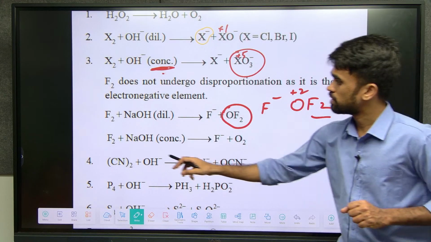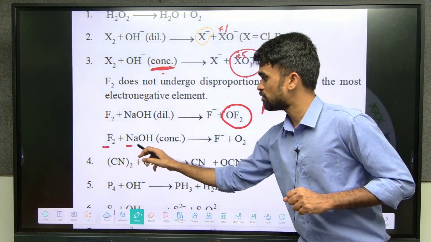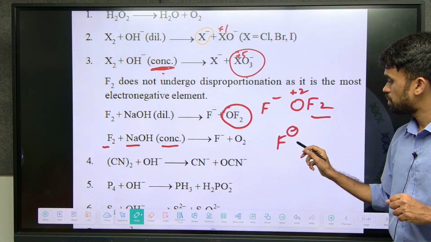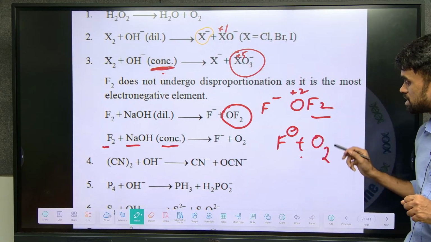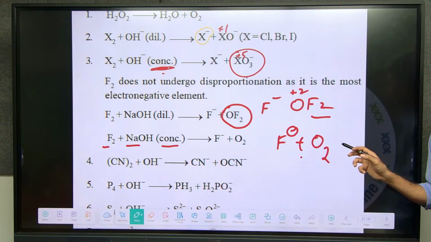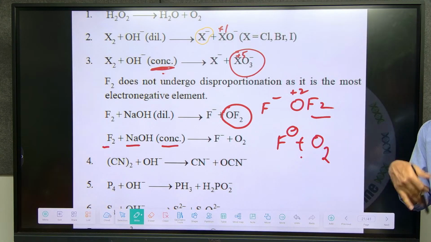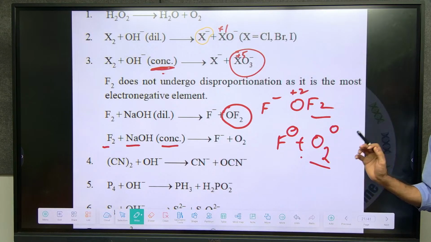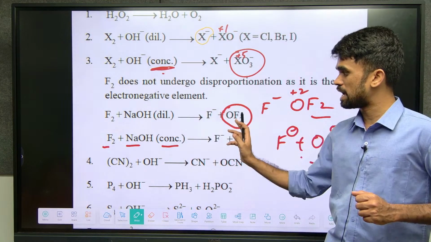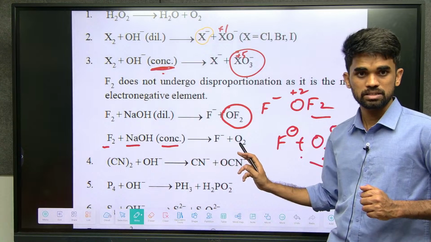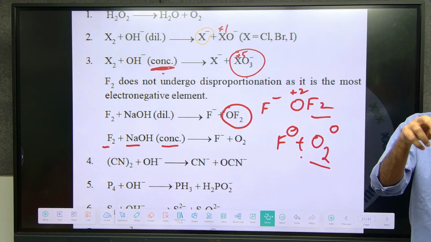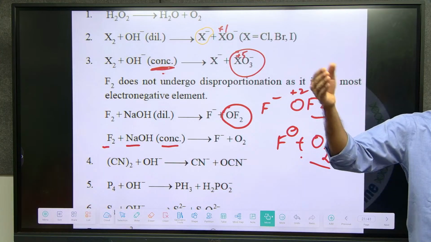Okay. Next one, F2 plus NaOH concentrated. So it will be F minus plus O2. O2 means what is the oxidation state of each oxygen? When an element is combined with itself, the oxidation state will be 0. So the O2 oxidation state here is 0. So dilute means like this, you remember, concentrated means like this. So they will ask you X2 in dilute base, what are the products formed?